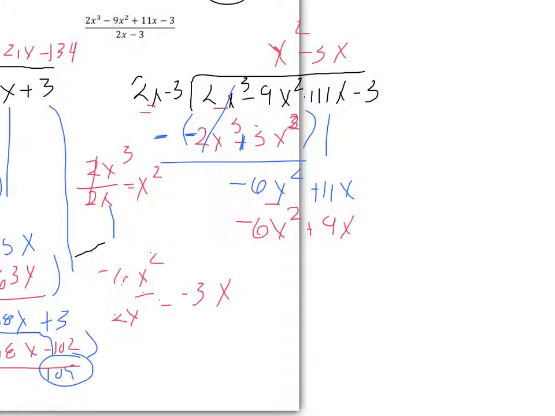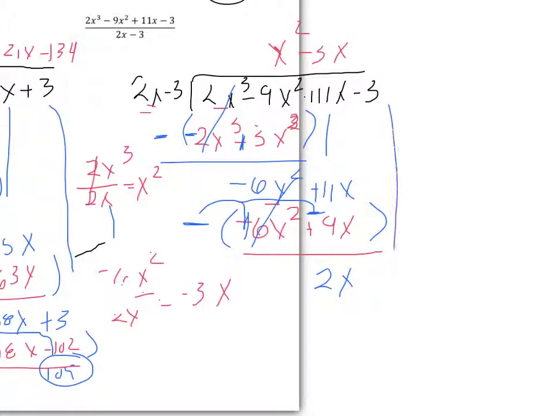So we did our multiplication. Now it's time to subtract. Now this negative goes in here making that a positive, goes in here making that negative. These cancel. 11x minus 9x is 2x. So we have 2x, bring down our negative 3. So we have one more divide, multiply, subtract. So divide the first term here, 2x, by the first term there, 2x. That gives us 1, so plus 1.